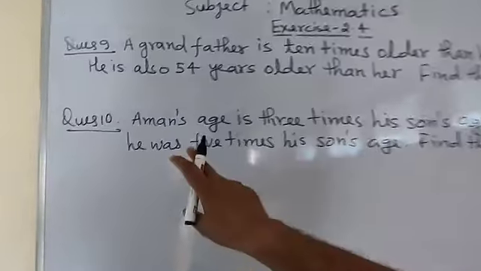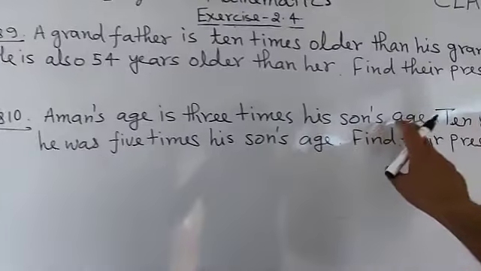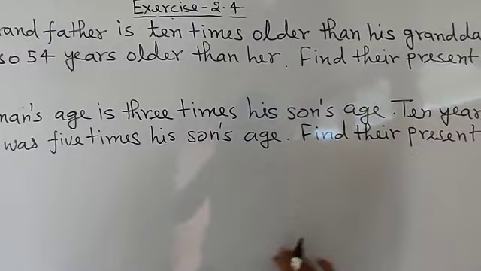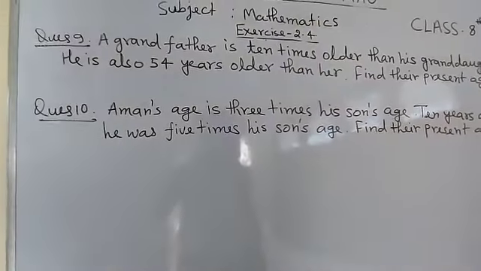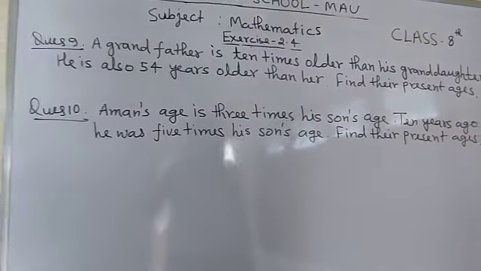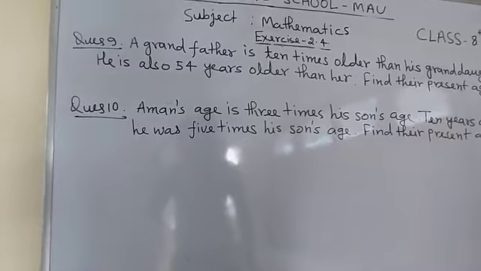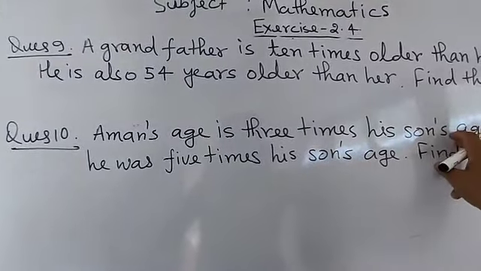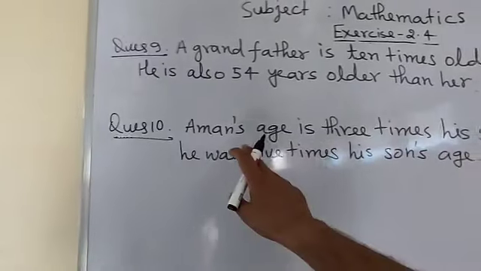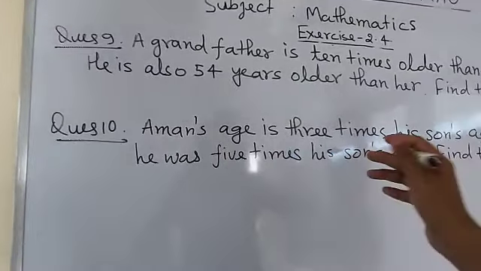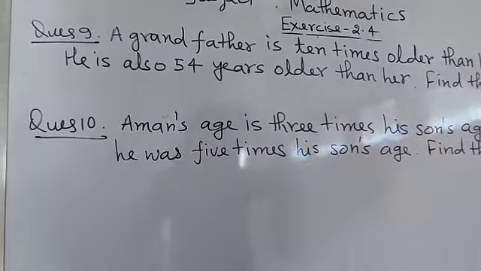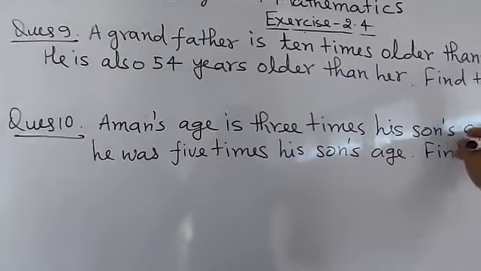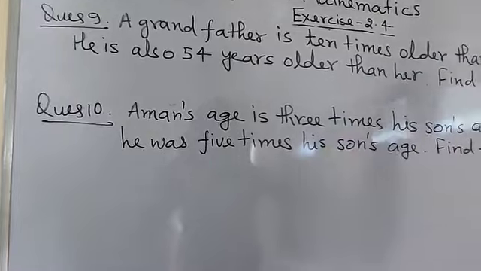Now question number 10: Aman's age is 3 times his son's age. 10 years ago he was 5 times his son's age. Find their present ages. So this question is based on the ages of two persons, Aman and his son. Let the present age of the son be x, then the present age of Aman will be 3 times his son's age, which is 3x.